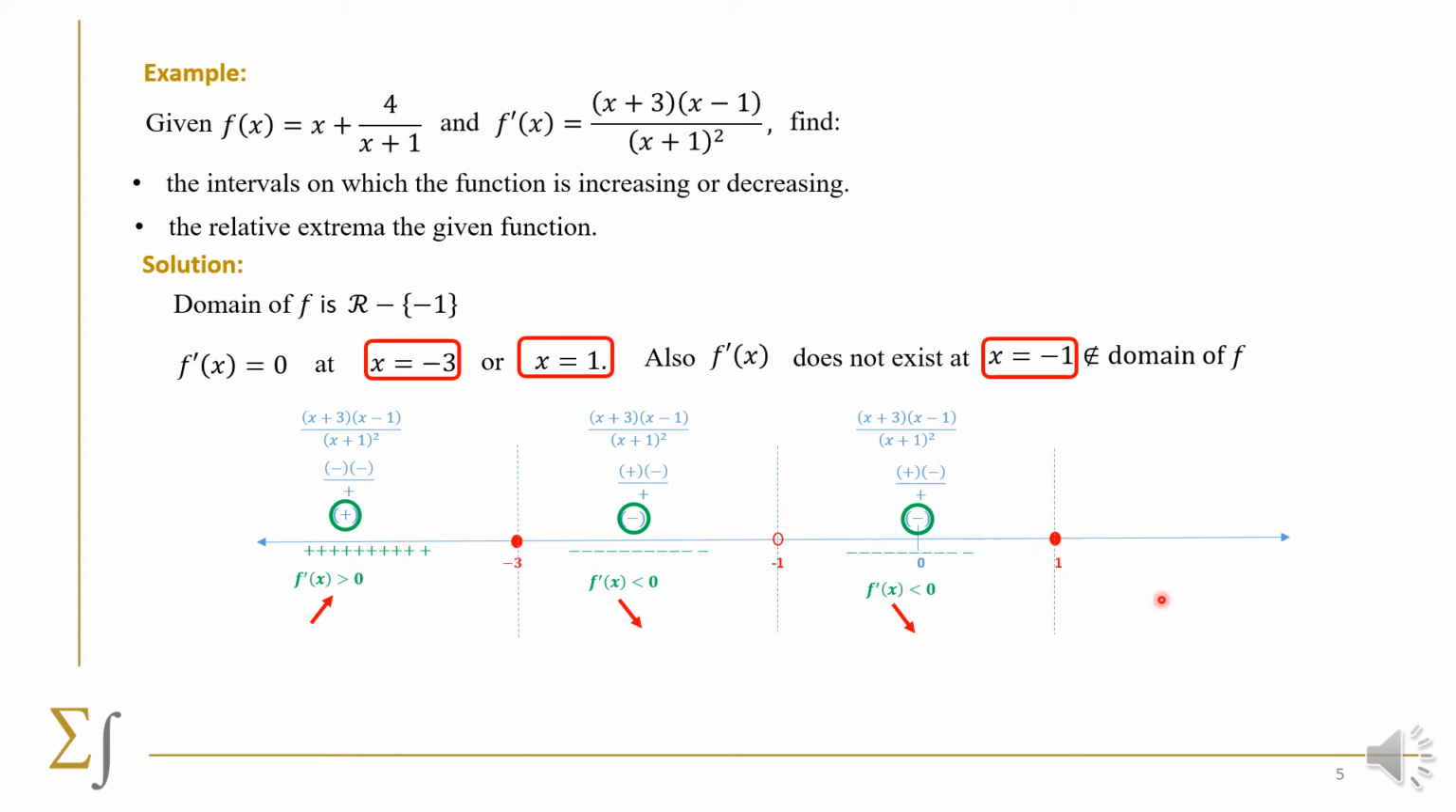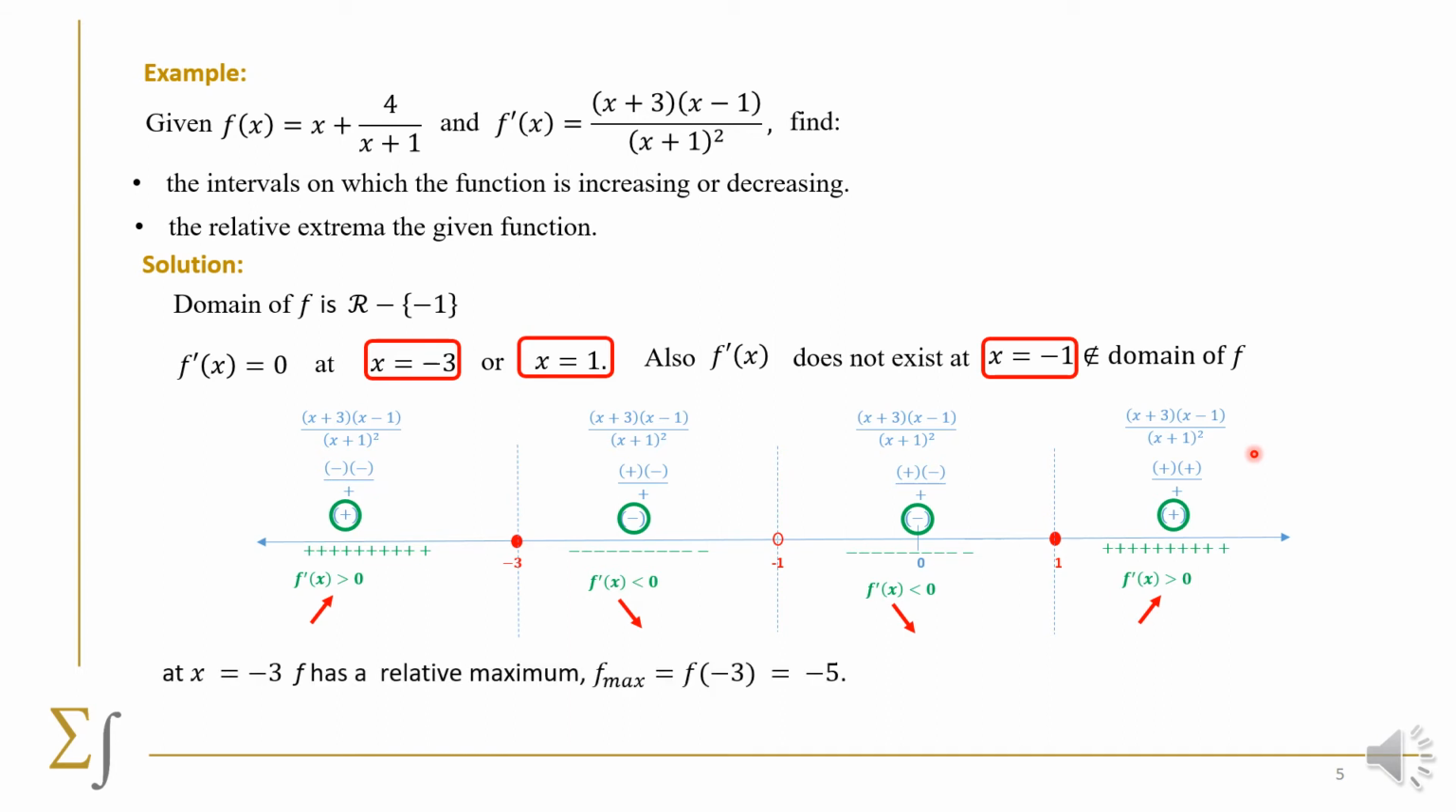Now we move to the interval from 1 to infinity, and I take any value greater than 1 and substitute in the first derivative to check for the sign. I take, let's say, 10, 100, 2, anything. So 10 plus 3, 10 minus 1, positive, over the denominator, which is also positive. So we have the whole thing positive, telling us that the first derivative in this interval is positive. And this means that the function is increasing on this interval.